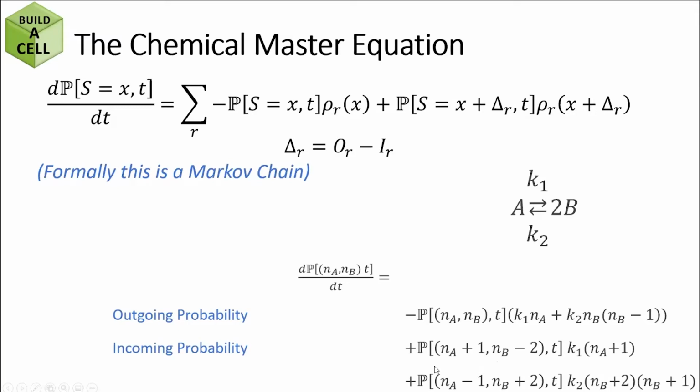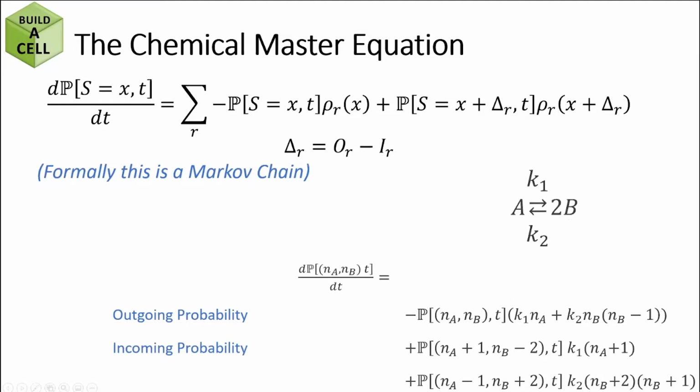And then I have my incoming probability. Again, there are two reactions. One of them is the probability that the first reaction occurs. So I start with 1 more NA and 2 fewer NB, and that reaction occurs at the rate K1 times NA plus 1, and that will take me into my state NA and NB. Or I could have 1 fewer NA and 2 more NB, and the second reaction occurs at this rate, bringing me back into the state NA and NB.